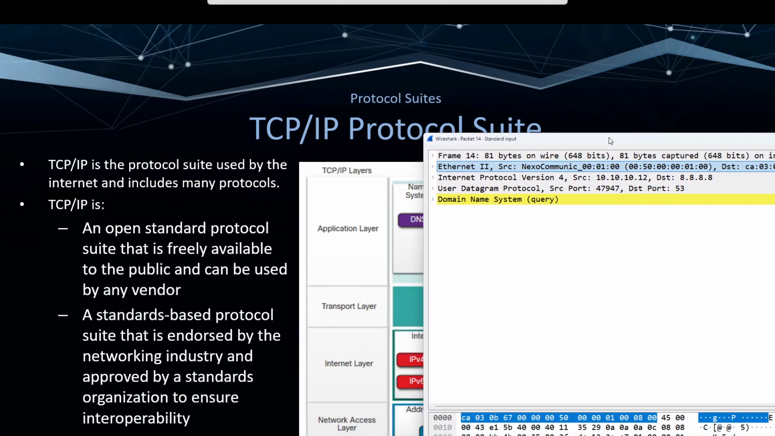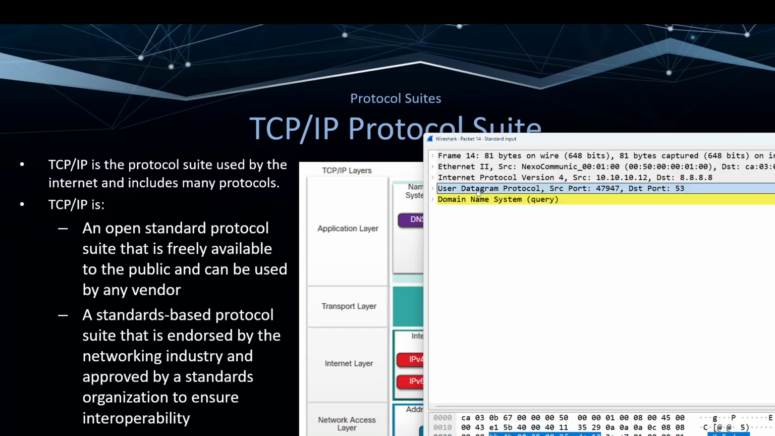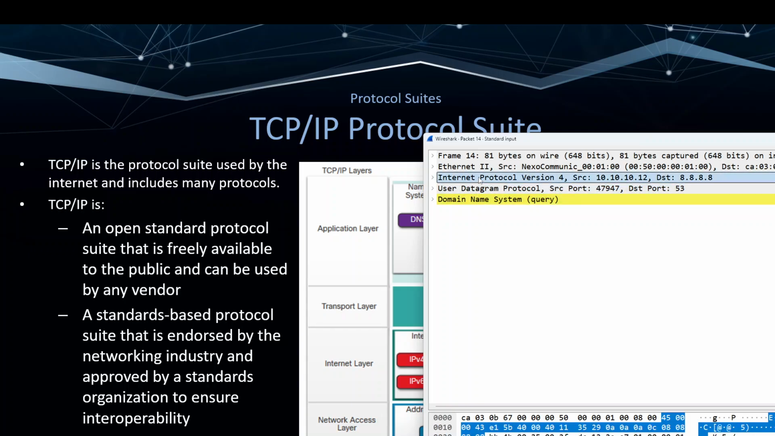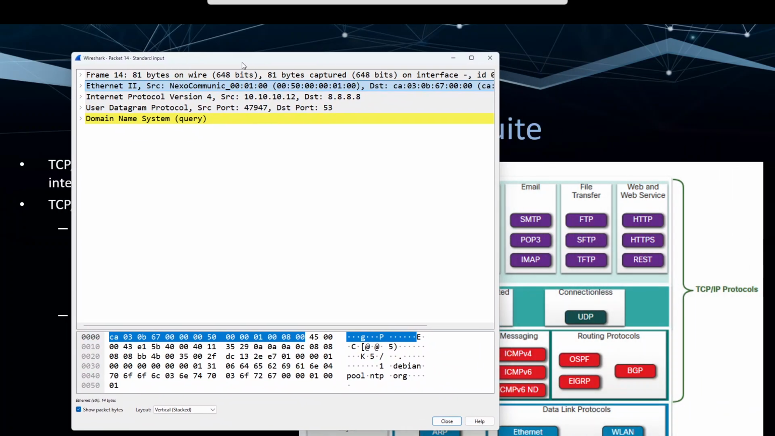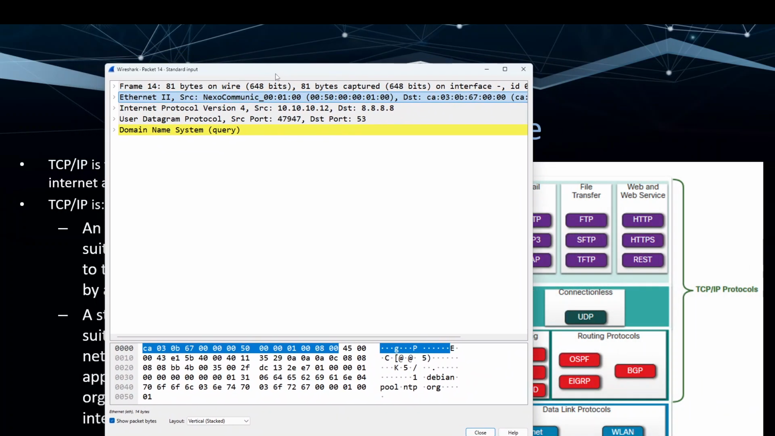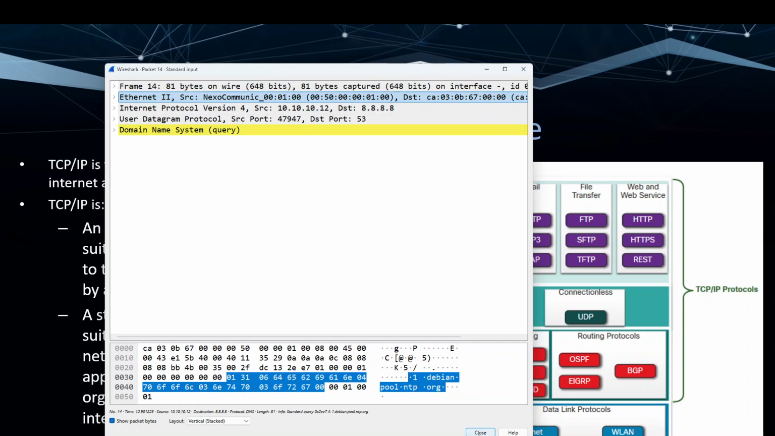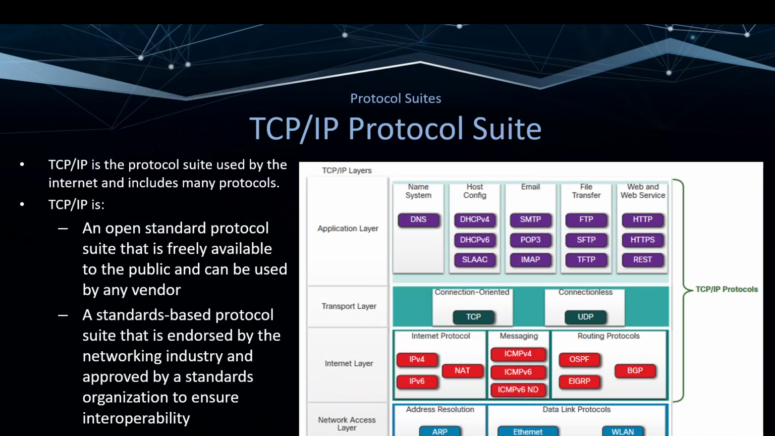So we are starting from the application layer, and then we have the transport layer, and then the internet layer, and then the network access layer. So this is exactly the TCP/IP model and how it's used by computers on the network. So I'm going to close this window and move on. Okay, so let's move to the next slide.